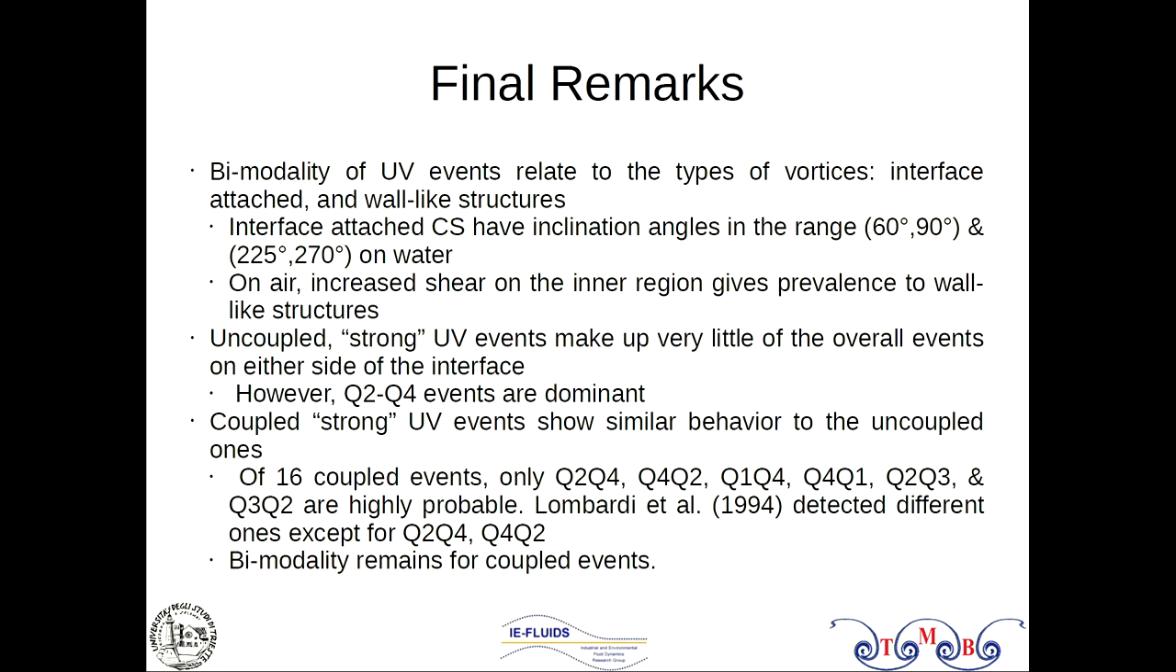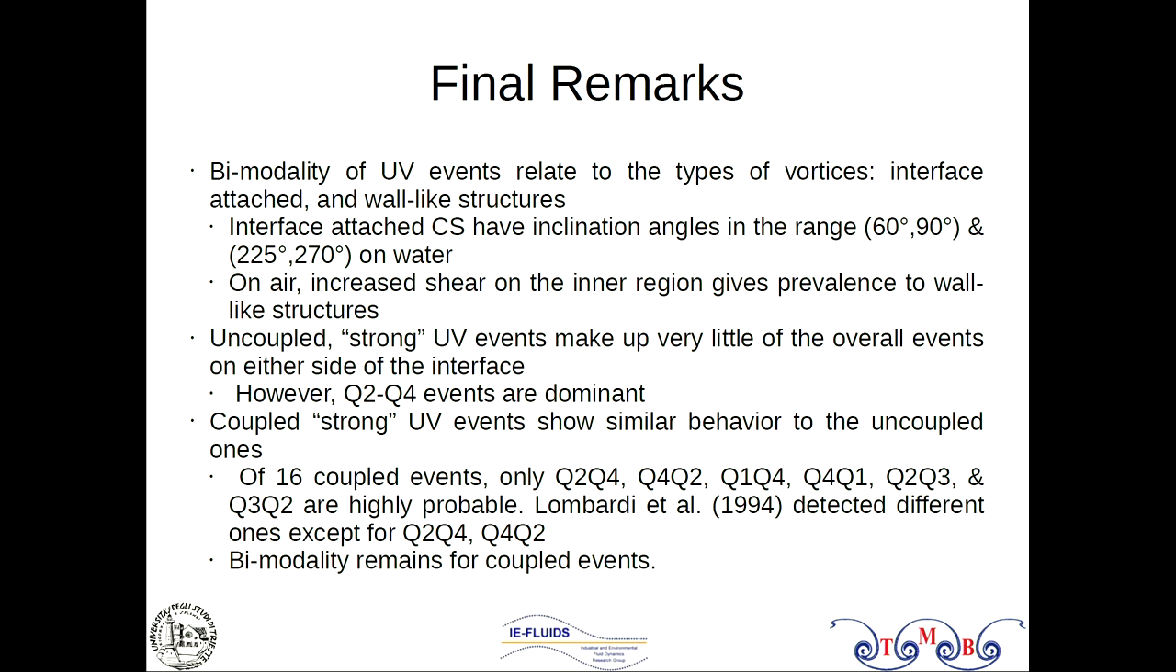Final remarks, just a summary. Again, this bimodality is thought to be connected to the kind of vortices that are generated in the near interface between air and water, or any highly stratified fluid that respects that Reynolds number and the density ratio. Interface connected vortices have angles between 60 degrees and 90 degrees, 90 being the peak, and which means vortices moving along the flow with this angle, whereas this 225 to 270, 270 being the peak, are counter vortices moving in the vertical direction.